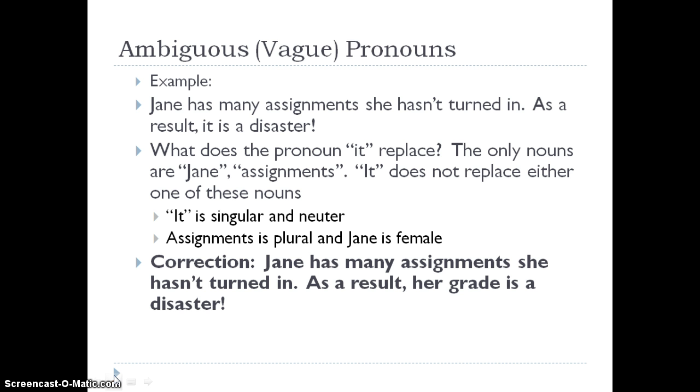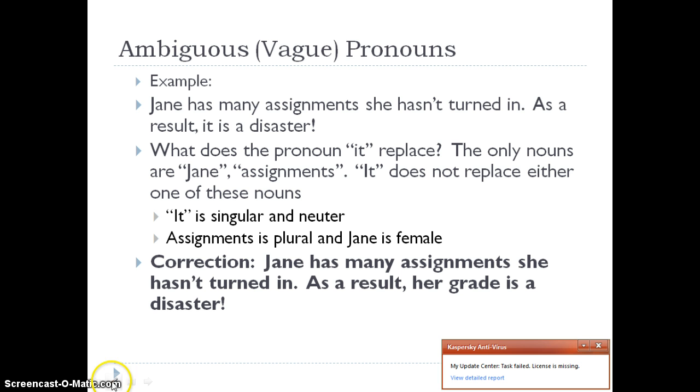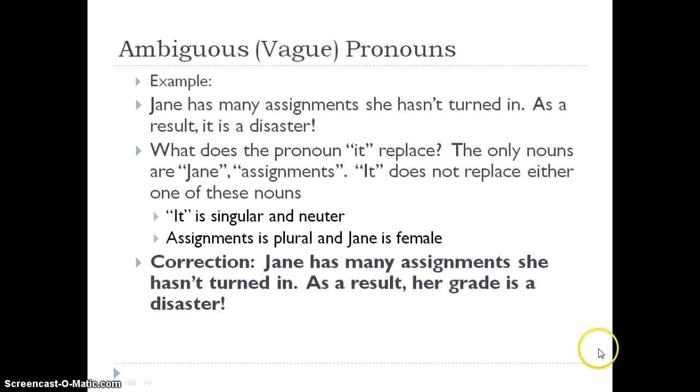Another example. Jane has many assignments she hasn't turned in. As a result, it is a disaster. What is it? What does the pronoun it replace? The only nouns in the sentence are Jane, who is female, and assignments, which is plural, and it is neuter and singular. So it can't replace Jane and it can't replace assignments because it doesn't match either of those in number or gender. So a correction could be, Jane has many assignments she hasn't turned in. As a result, her grade is a disaster.